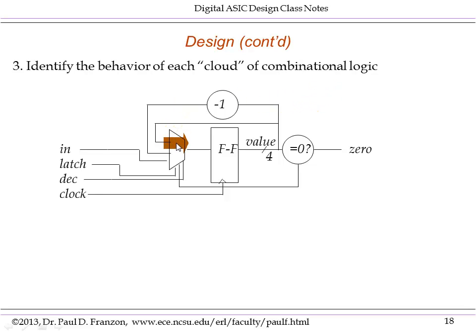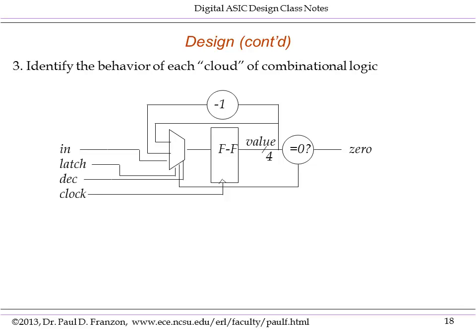Before we do the control lines for the mux, we also need a block of logic that produces a 0 flag. Well, that's fairly easy. We just take value into a block of logic that compares it with 0. And if the comparison is true, the 0 flag will go high.